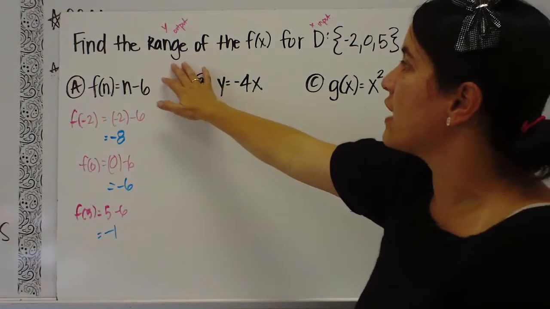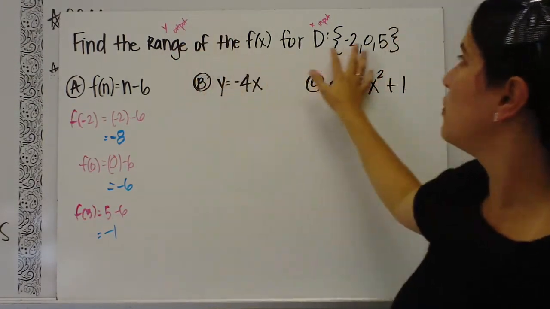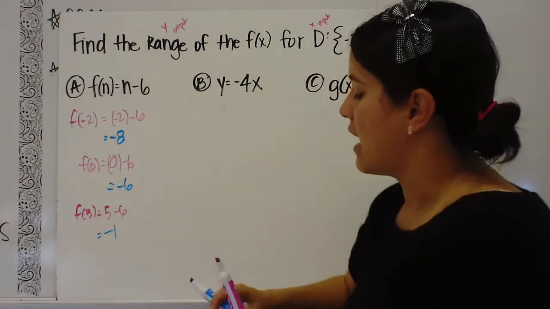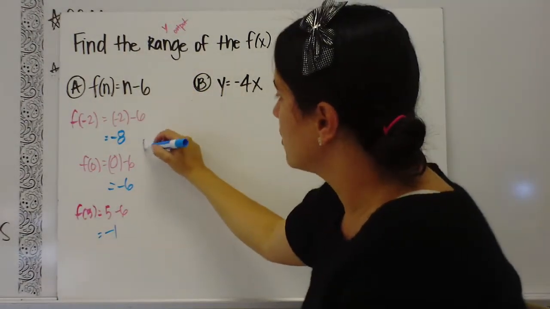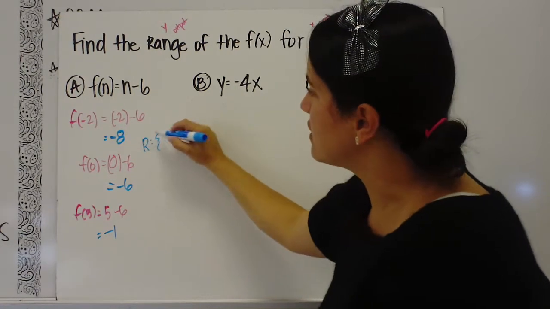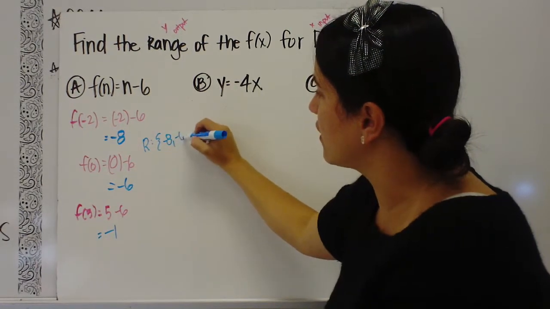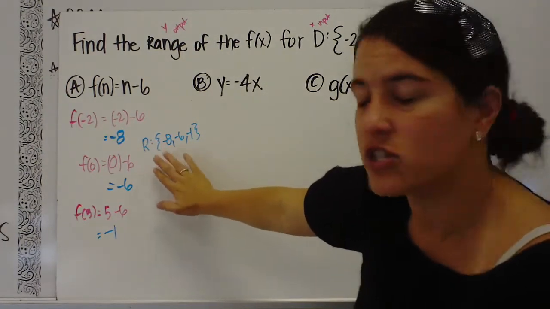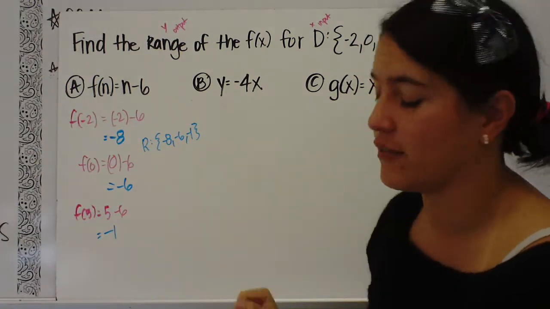So to find the range, the y, the output, I have put in my domain, my input, to the function. And so my range is the set negative 8, negative 6, negative 1. So you can write it like that. The range set is negative 8, negative 6, and negative 1.